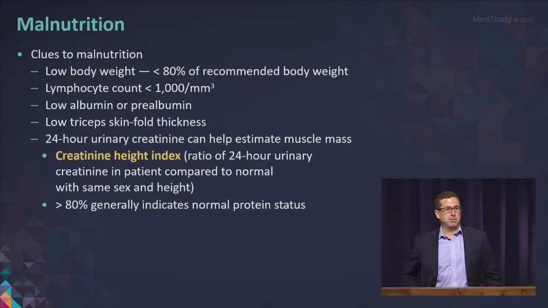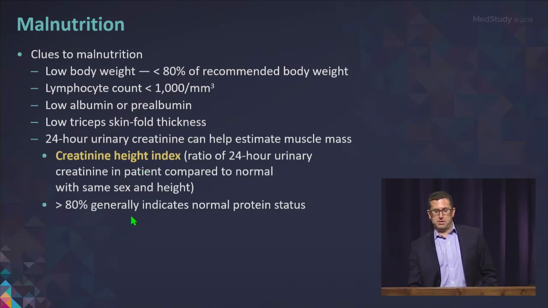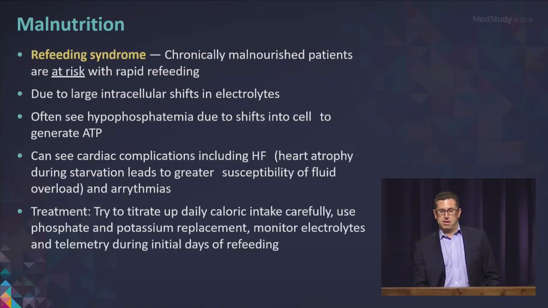Malnutrition, generally if you see someone with a body weight less than 80% of recommended body weight, that's obviously a key tip-off that malnutrition is present, as would be a low albumin or prealbumin. There's something called a 24-hour urinary creatinine, which could help estimate muscle mass. And there's something called a creatinine height index, and generally, if this index is greater than 80%, it indicates normal protein status.